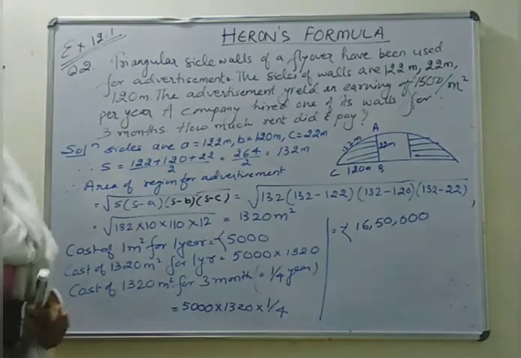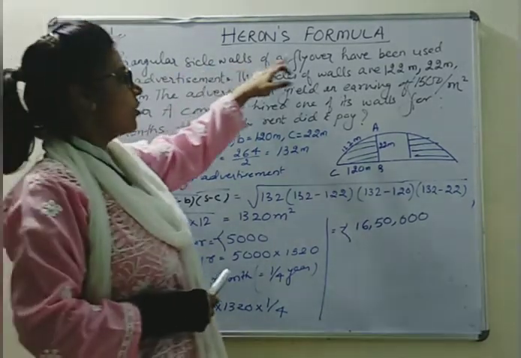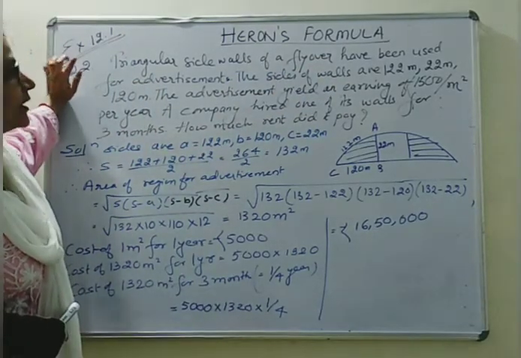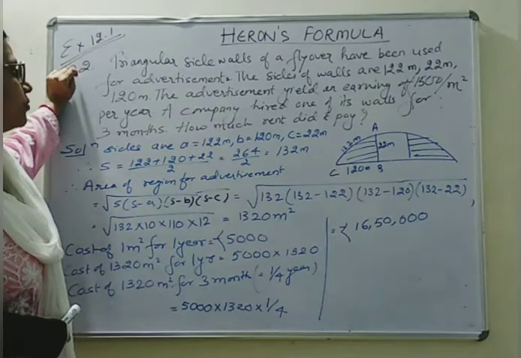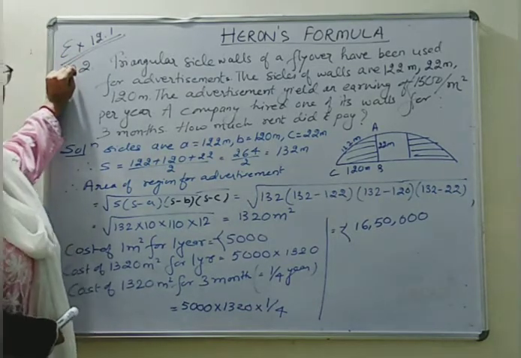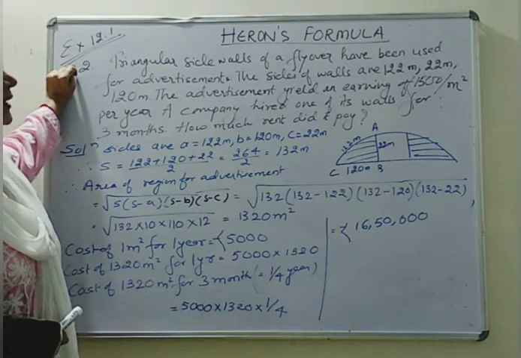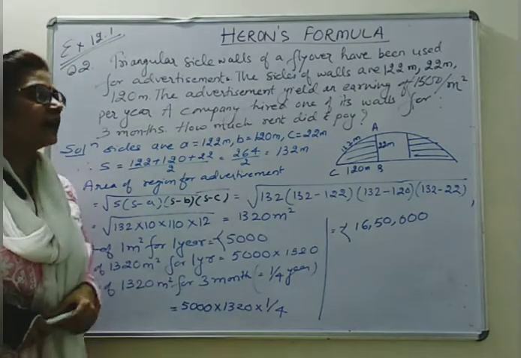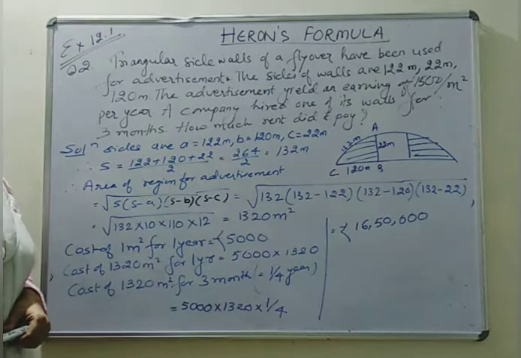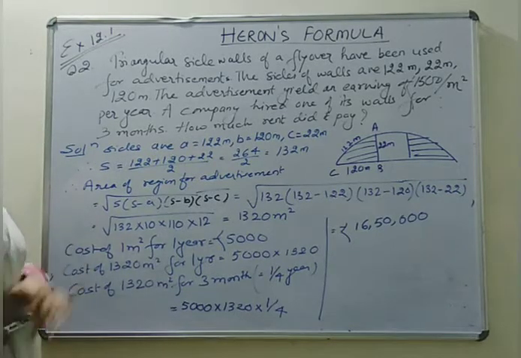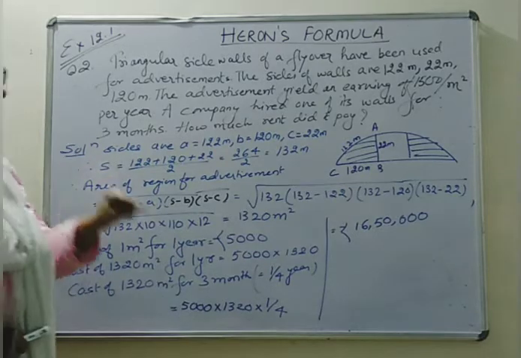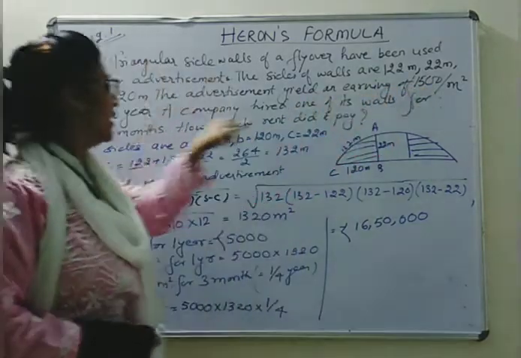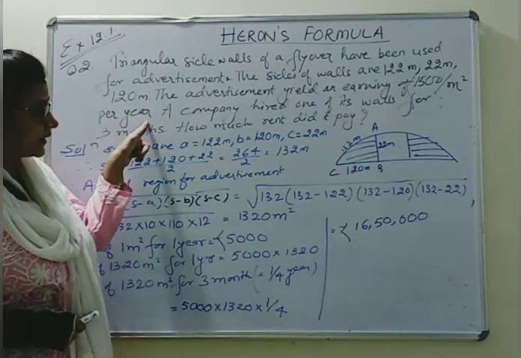Now see the second question. Triangular side walls of a flyover have been used for advertisement. The sides of the walls are 122 meter, 22 meter and 120 meter. The advertisement yields an earning of 1,500 per meter square per year. Means for 1 meter square the earning is 1,500 and this is for 1 year.